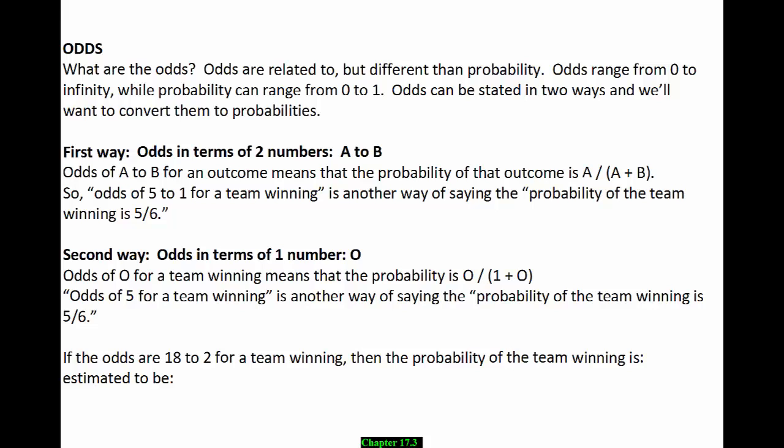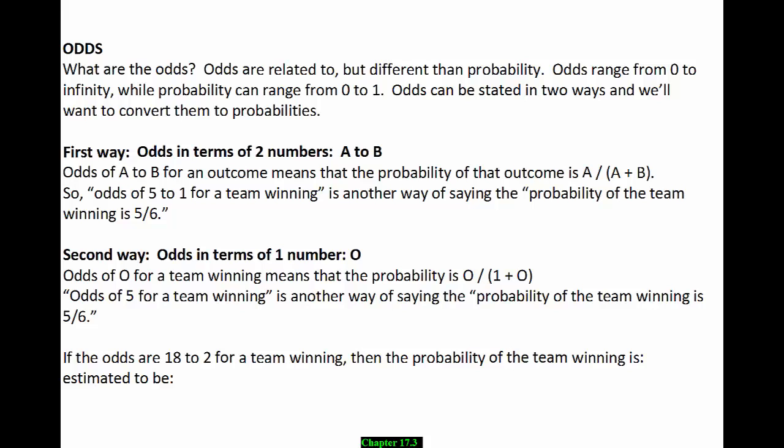A lot of people use the term odds in place of the term probability or chances. However, odds has a very special definition, and it's definitely different than a probability, although it's another way to form a probability on a different scale. What are the odds? Odds range from 0 to infinity, while probability can only go from 0 to 1.